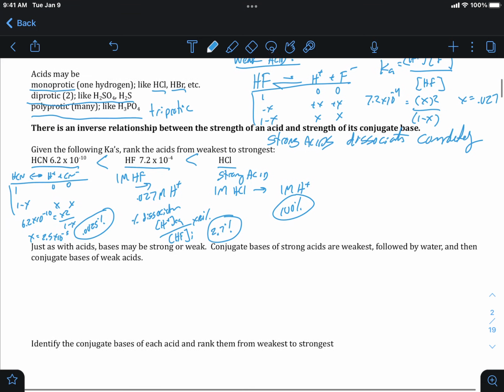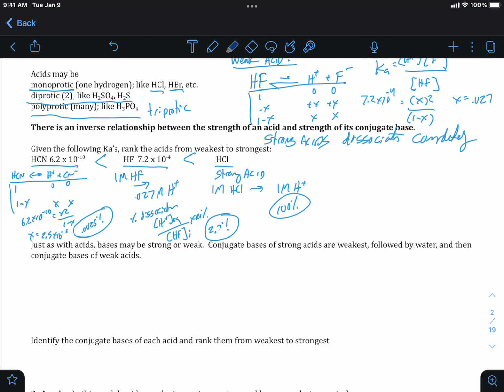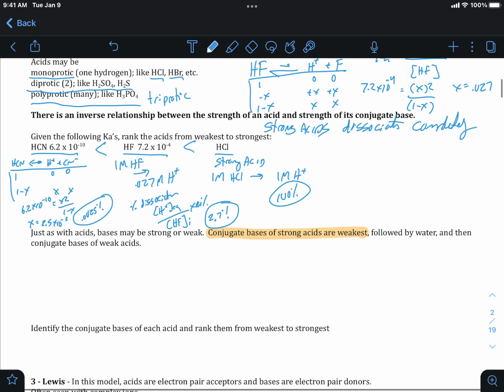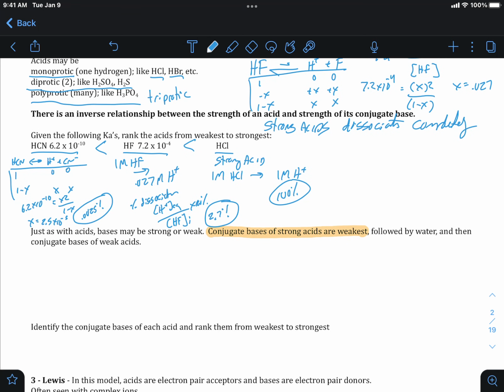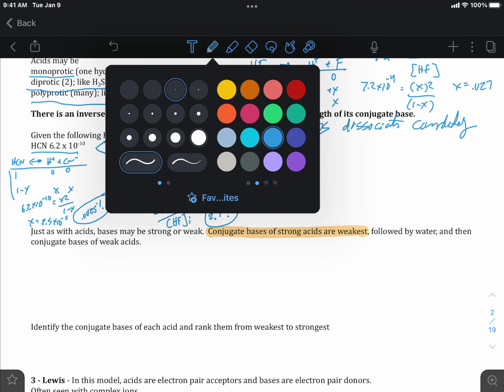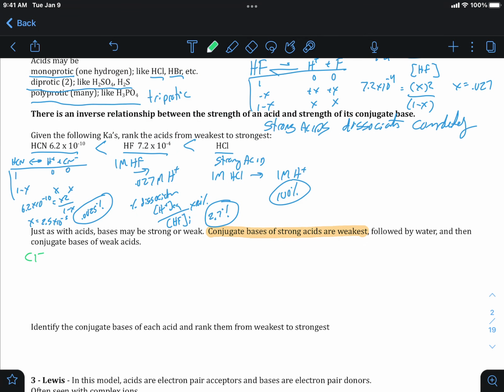All right, so the conjugates of strong acids are the weakest. All right, conjugates of strong acids are the weakest. Okay, what does this mean? So didn't we identify HCl as a strong acid? What is the conjugate base of HCl? Yeah, Cl minus, right? So what are my conjugate bases that I have here? I've got Cl minus. What's another conjugate base here from this set? F minus. And the last one? CN minus. I have 3 conjugate bases here.